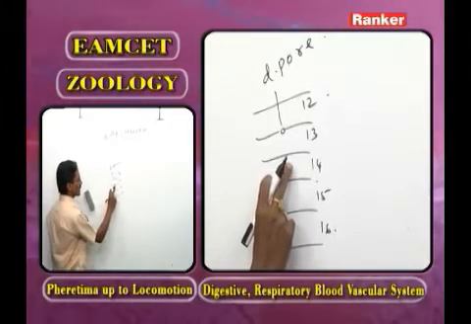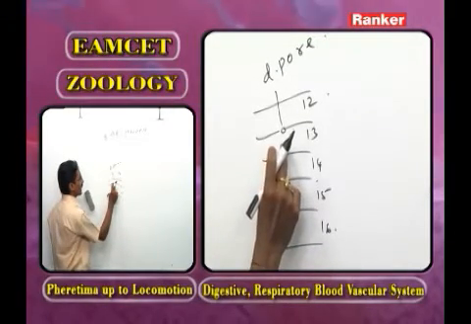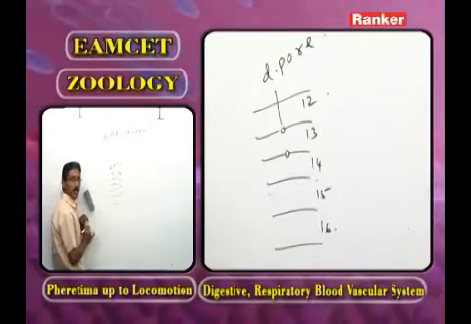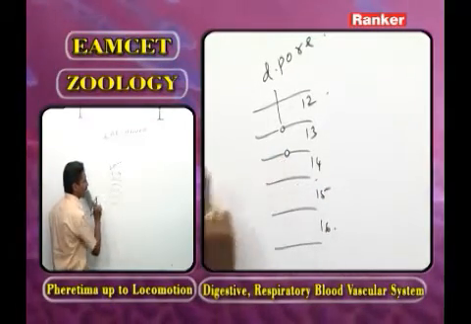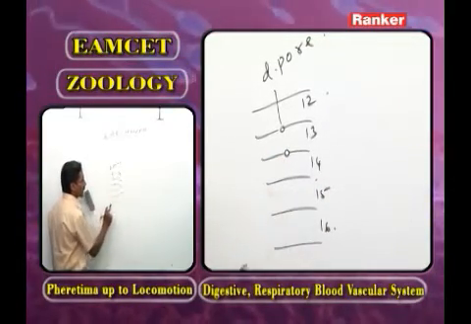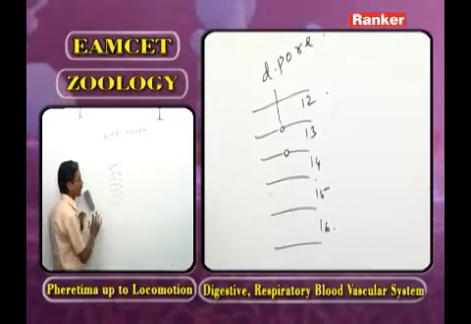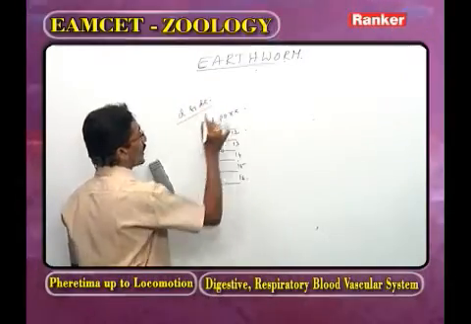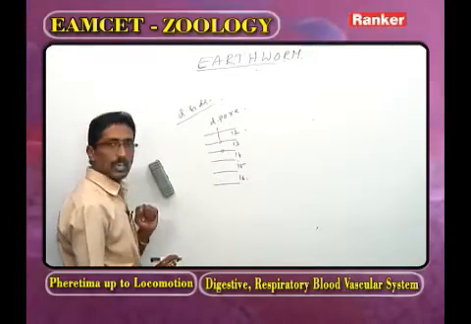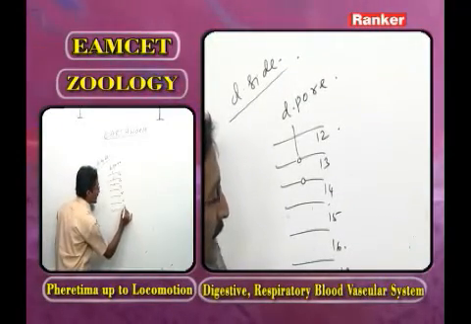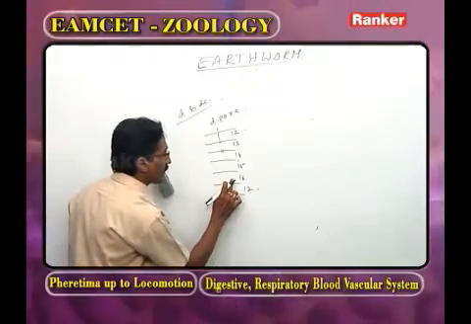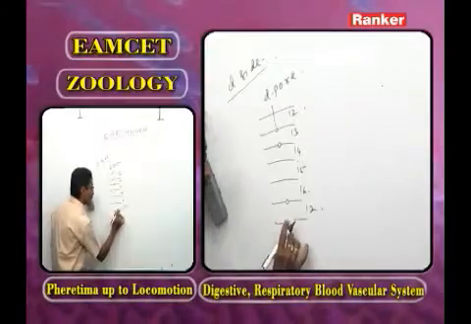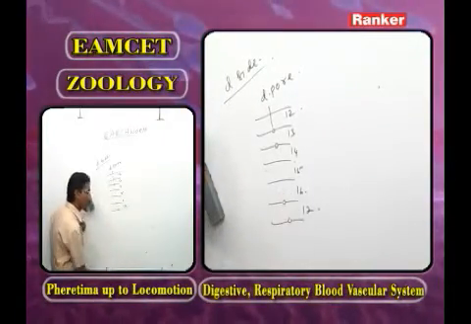Now these are the clitellar segments. Again, between 13 and 14, what is present? The dorsal pore. Now this is the dorsal side of the body. You observe, these are the clitellar segments. Again, between the 16th and 17th segment, what is present? Dorsal pore. Now again, the dorsal pores continue.